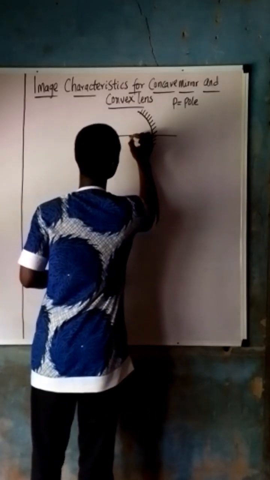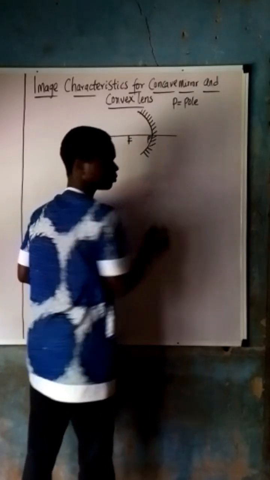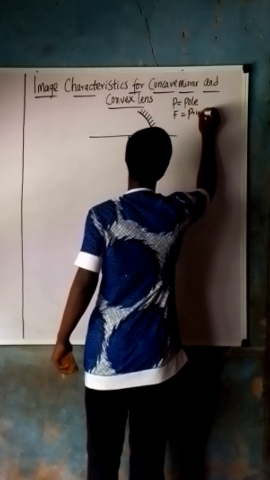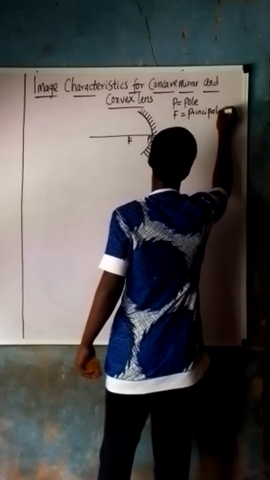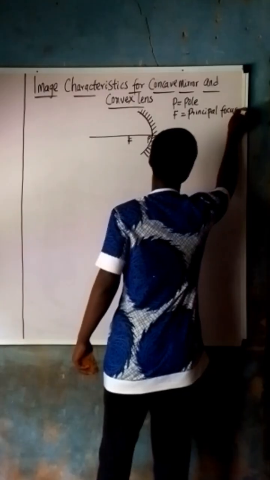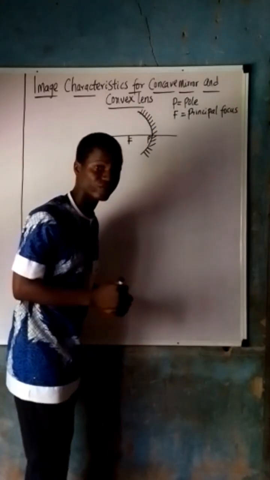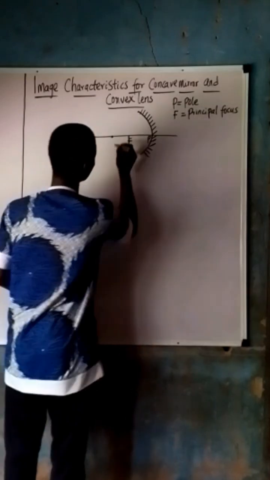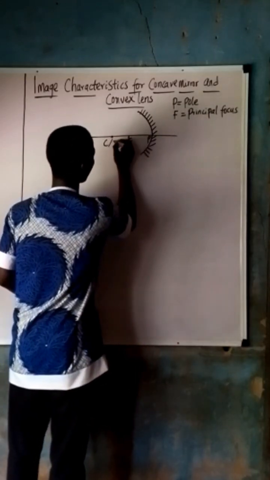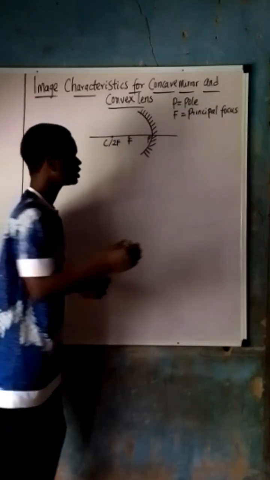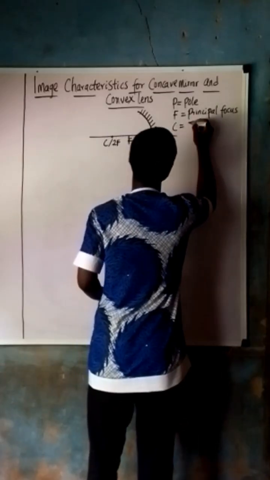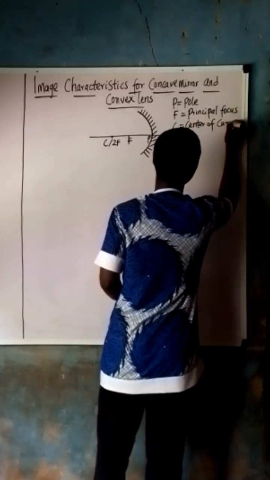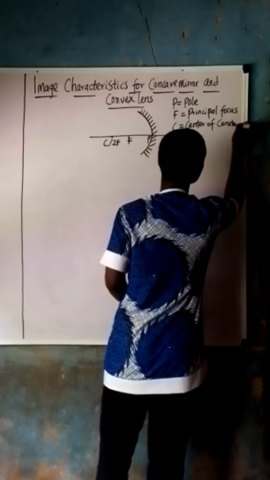Now beyond that we have what is called F, okay? F stands for the principal focus. Like you can see, I said capital F. Now beyond that you have another important point called C or 2F. I will explain: this C stands for the center of curvature. That is what C stands for.